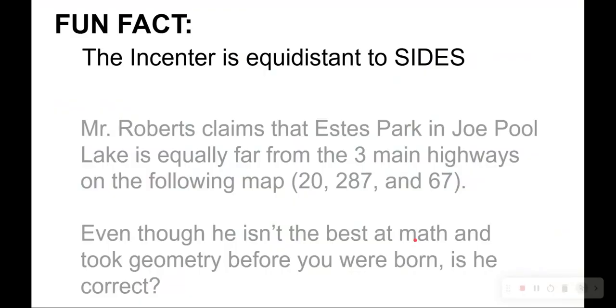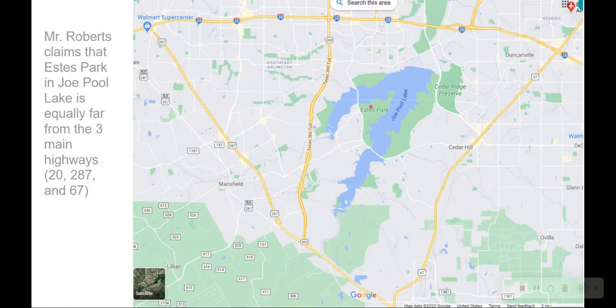Now here's an application. Let's say that my husband claims that this park right here, Estes Park, is equally far from these three main highways. Highway 20, Highway 287 is right here, and then Highway 67. 287 kind of merges with 360. So I'm going to roughly apply the incenter.